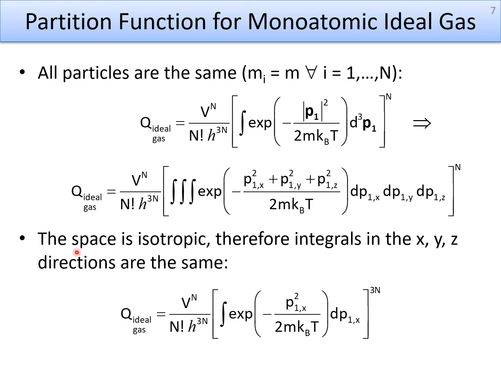Now, the space is assumed to be isotropic. So these integrals in the x, y, and z directions are also the same. Then I can just take this and simplify it. I can do the integration in one direction, x, and then raise this to the 3n power. So it was n here, this is going to be this integral cubed, and therefore the whole thing is going to be this integral to the 3n power. So quite simple again.